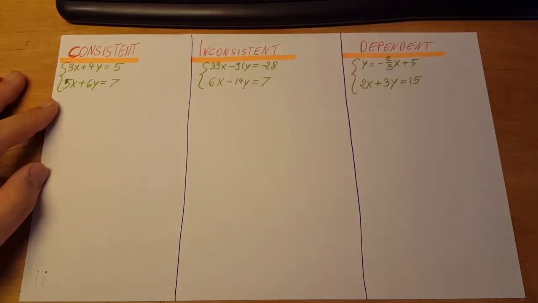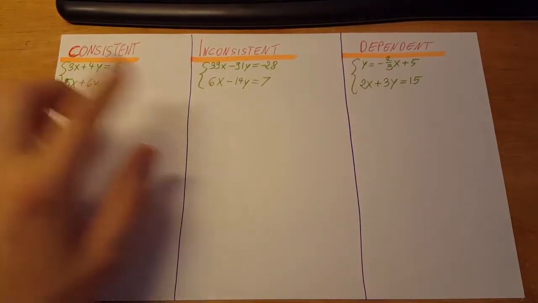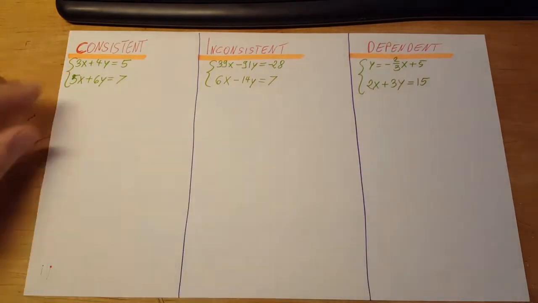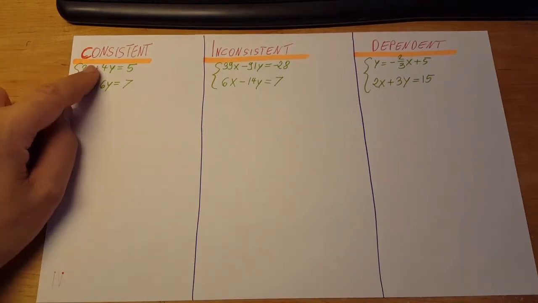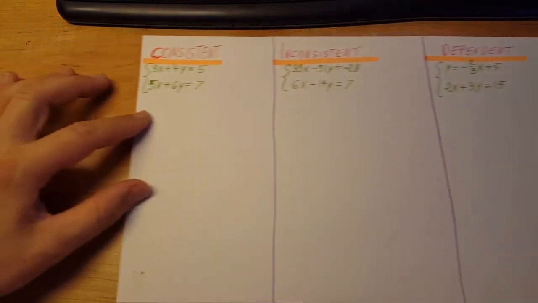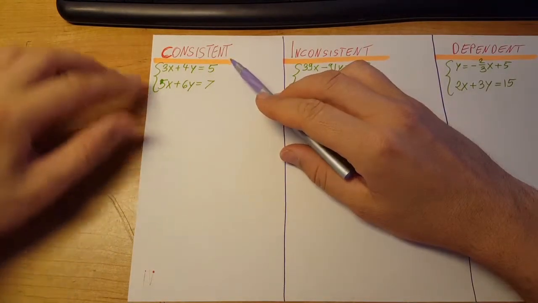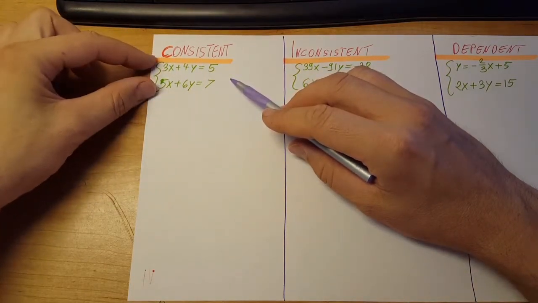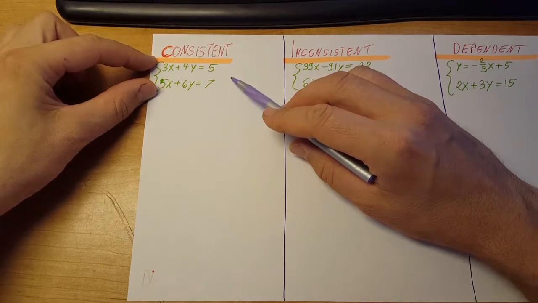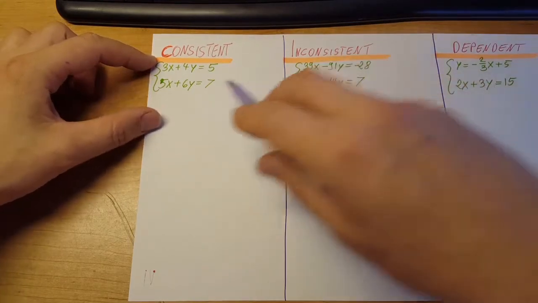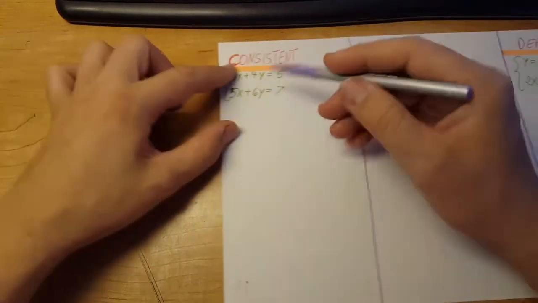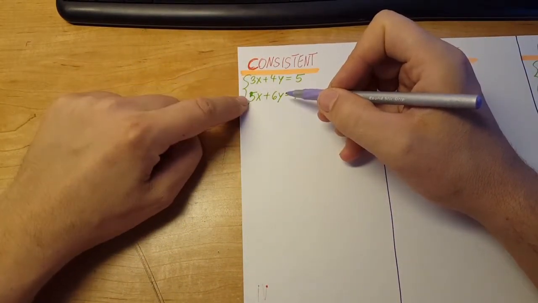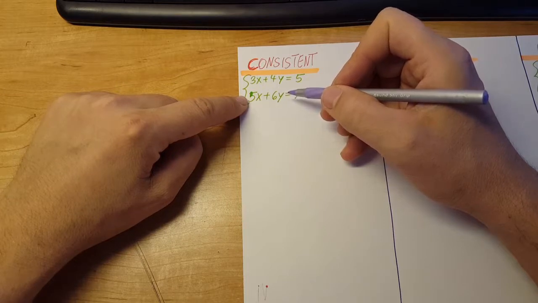Okay, here we're gonna compare a consistent, an inconsistent, and a dependent system of equations. We're gonna start with the consistent. A consistent system of equations exists when the two equations in the system have a solution. Alright, let's solve it and see. We're gonna solve it by the multiplication and addition method.